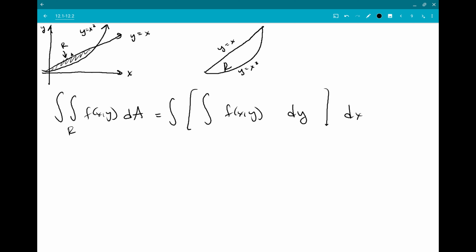So our y bounds always tell us the lower is the bottom of the region R and the upper is the top of the region R. So the bottom of our region is y equals x squared. So I put that there. The top of the region is y equals x. So I put that there.